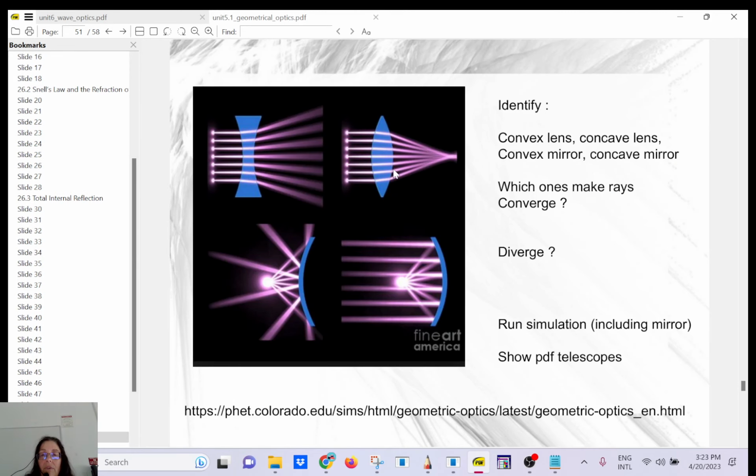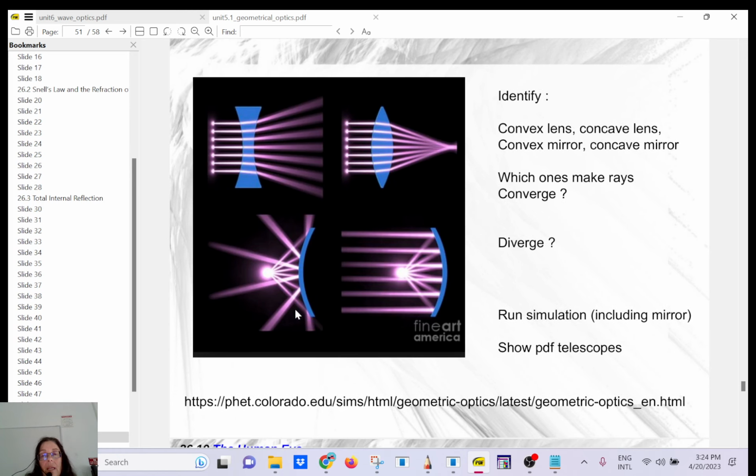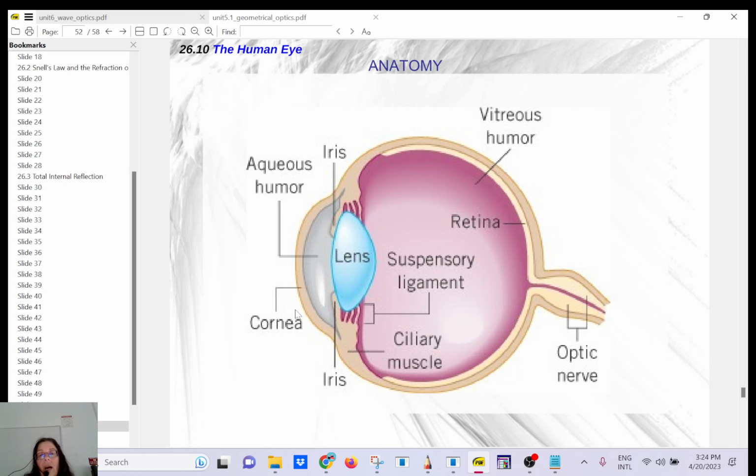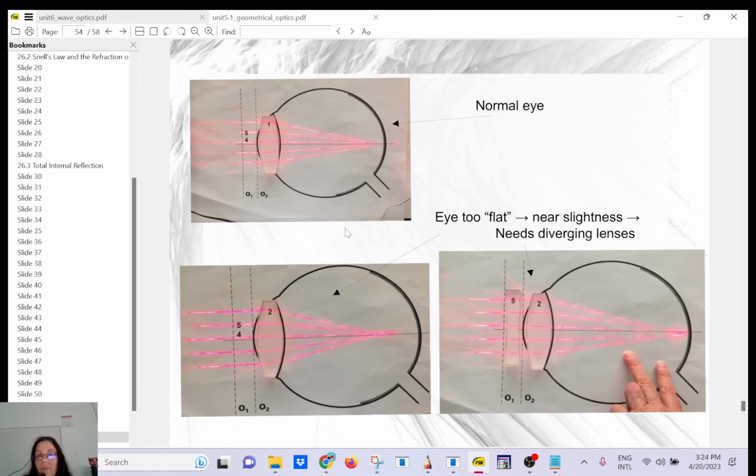So okay, you have converging lenses and diverging lenses. You can have the same thing with mirrors. Here it's a concave mirror, and there it's a convex mirror. So this is our eye. Here we have the lens. Here it's like a converging lens. It works also with the liquid there, making things converge.